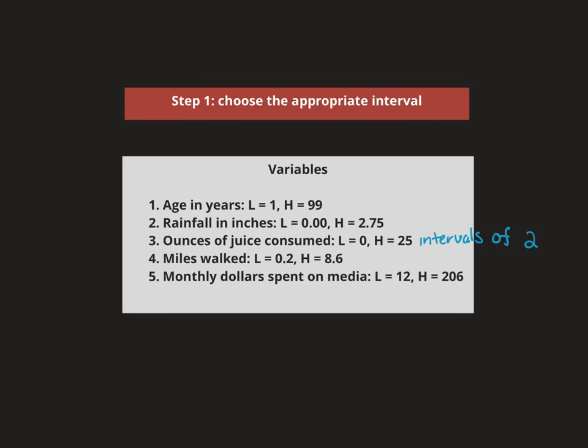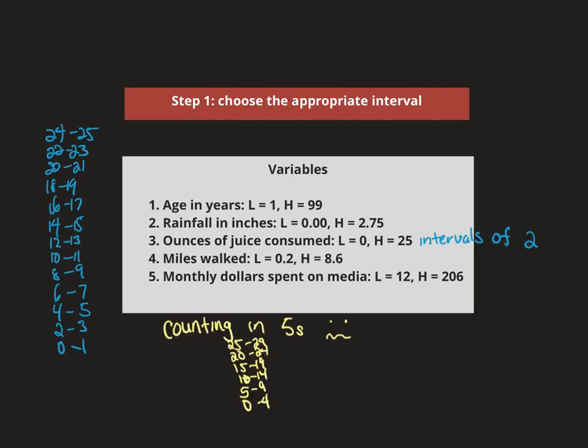For ounces of juice consumed, interval sizes of 2 are probably best. We could use 5s, but then we're going to only yield about 6 intervals. However, if we use an interval size of 2 units, and we start by counting 0 to 1, then 2 to 3, and so on and so forth, we end up with 13 intervals. Comparatively, counting in fives only gives us those 6 intervals, and it's probably too much summary and not enough specificity.